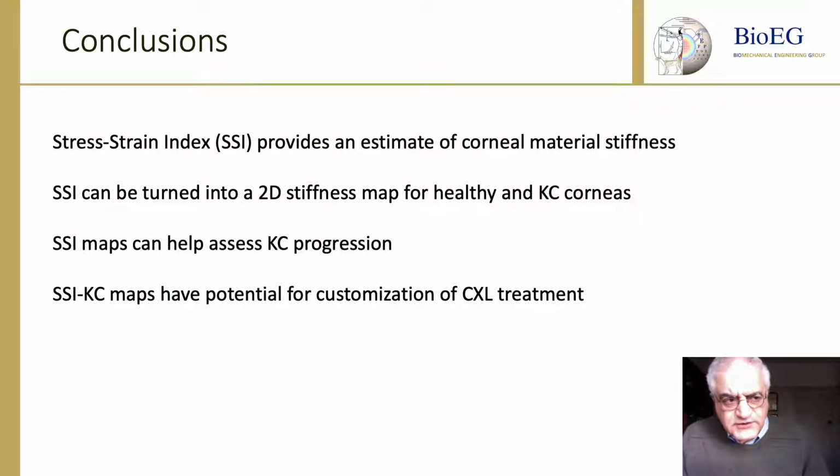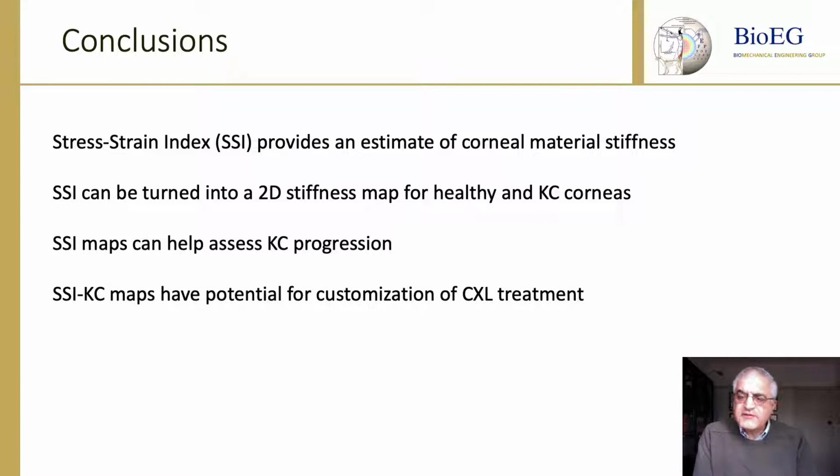So in terms of conclusions, I think I have shown you evidence that the stress strain index provides an estimate of corneal material stiffness. SSI can be turned into a 2D stiffness map for both healthy and keratoconic eyes. SSI maps can help assess KC progression. If you compare maps, you can see how much reduction there has been in stiffness, especially in the area within the keratoconic cone. And SSI maps have potential for customization of cross-linking treatment.